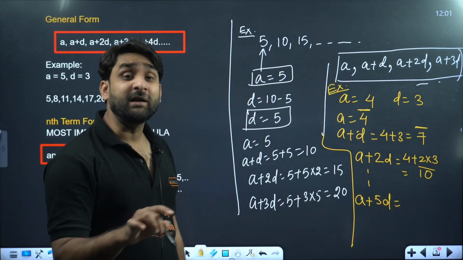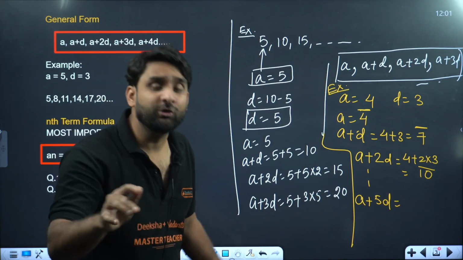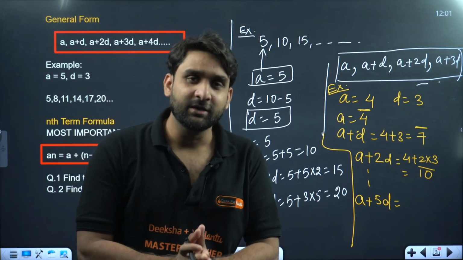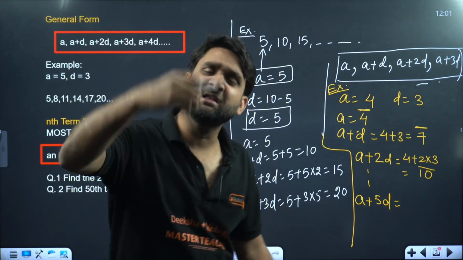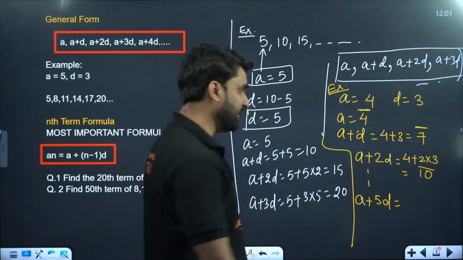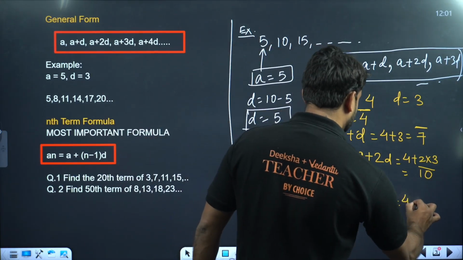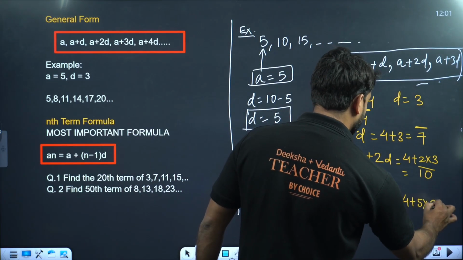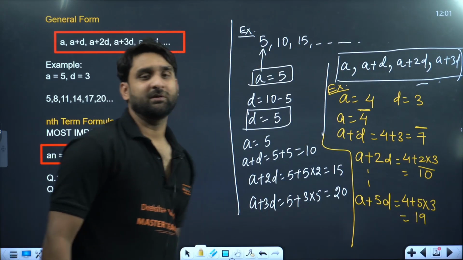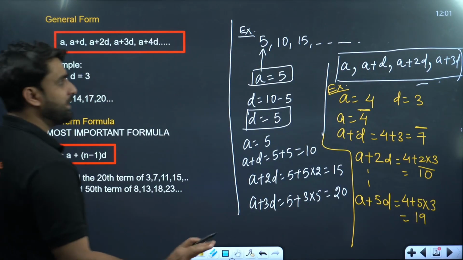To find any term of an AP, you only require A and D. If you have A and D, you can find any term. So for the sixth term, the formula will become A plus 5D. What will be the result? This will be 4 plus 5 into 3. So 5 threes are 15, plus 4 is 19. 19 will be the sixth term. I hope you are getting my point.